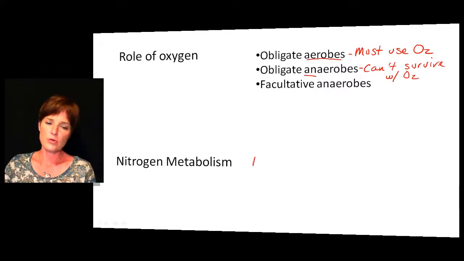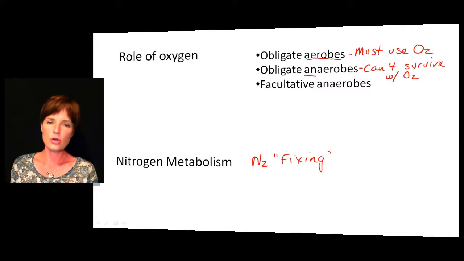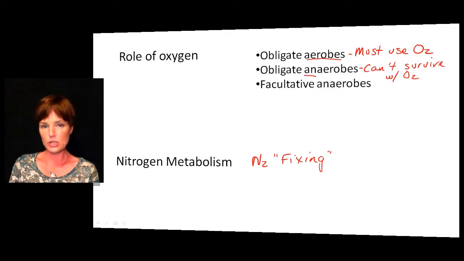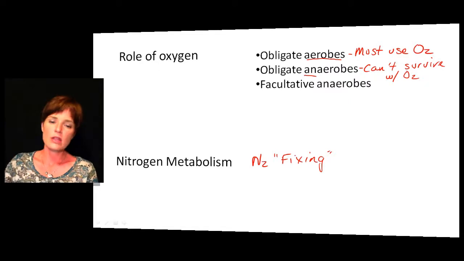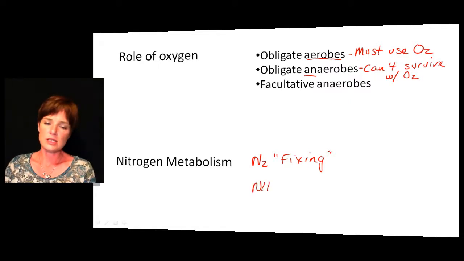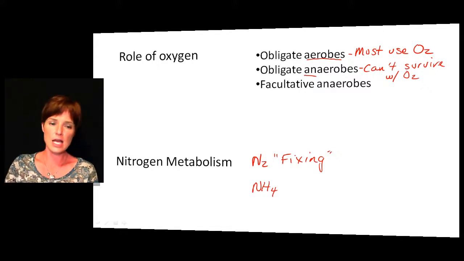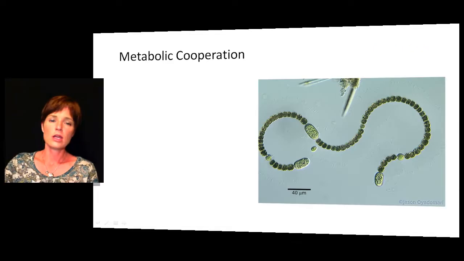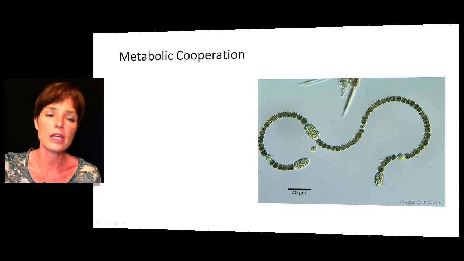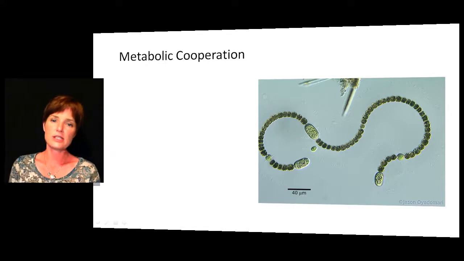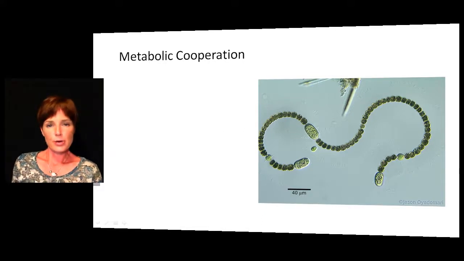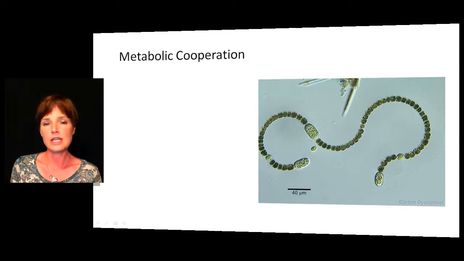They can perform what we call nitrogen fixing. With nitrogen fixing, we're taking atmospheric nitrogen, which is N2, and they're able to convert that into organic molecules. We have them able to use things like ammonia or ammonium, but very diverse metabolism with nitrogen. We also have metabolic cooperation between different cells. In general, our prokaryotic cells are going to be unicellular, but oftentimes we find them living in very close-knit colonies.